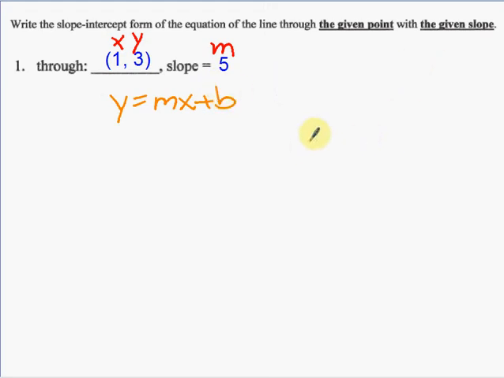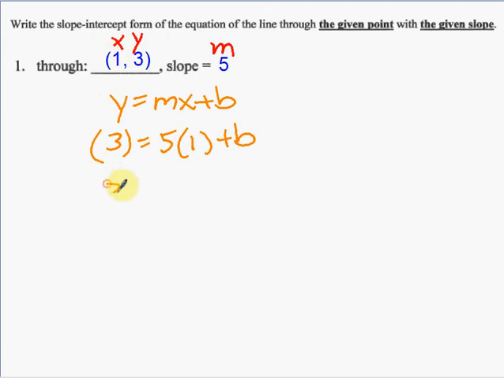Now let's plug in everything that we're given. We know that y is 3. We know that m is 5. X is 1. And the only thing we don't have is b, the y-intercept. Okay? How do I know that y is 3? Well, it says so right here. 5 is our m right here. And 1 is our x right there.